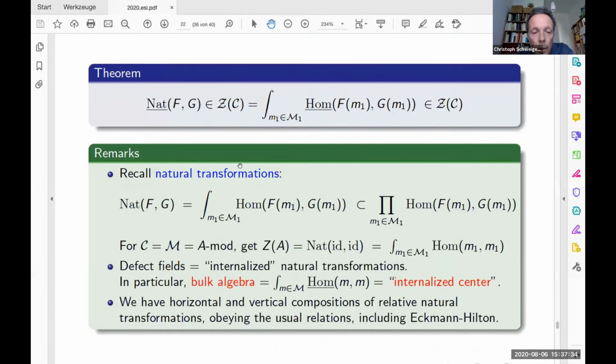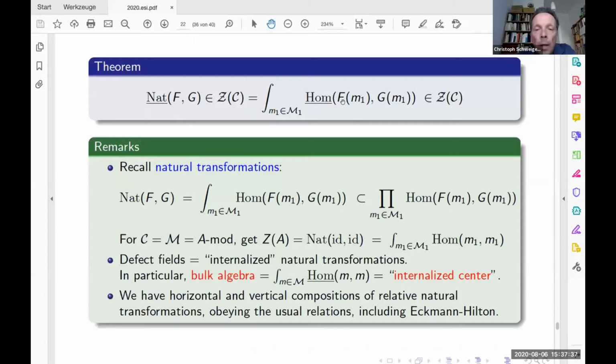Now, this really behaves like natural transformations. Natural transformations can be composed vertically, but they can also compose horizontally. And the same is true here, and they obey the relations you expect for natural transformations. In particular, you can apply an Eckmann-Hilton argument, and this Eckmann-Hilton argument implies that this, or rather an analogous thing for the bulk algebra, is not only an algebra, but it is a commutative algebra. So we get a nice source of algebras.